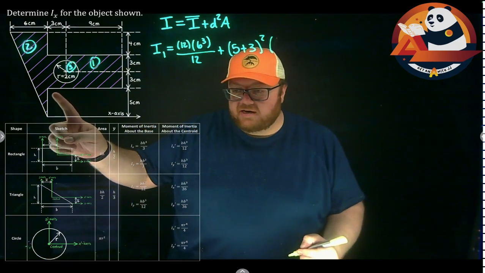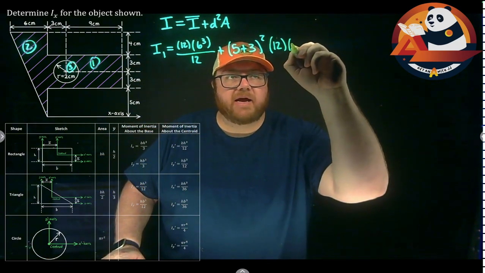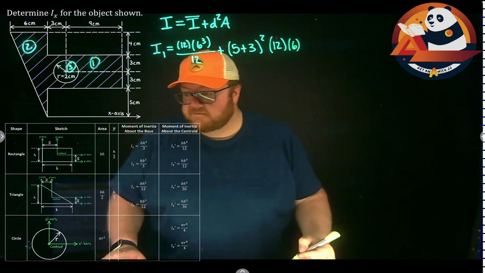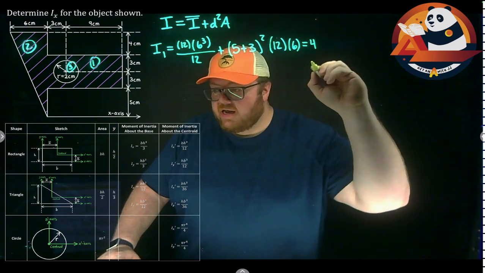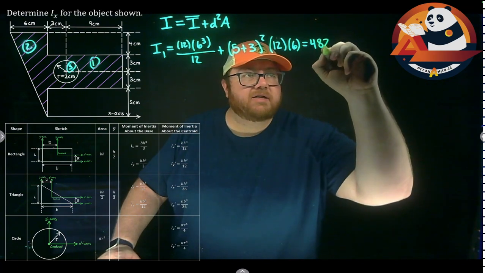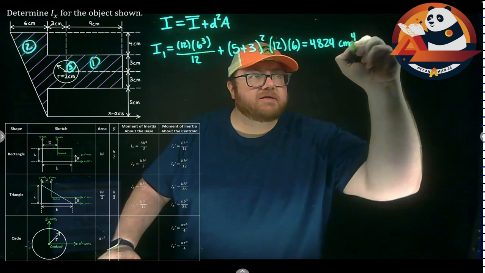And the area should be 12 times 6. 12 base times height 6. Or this is 4,824. We're in centimeters. Centimeters to the fourth.